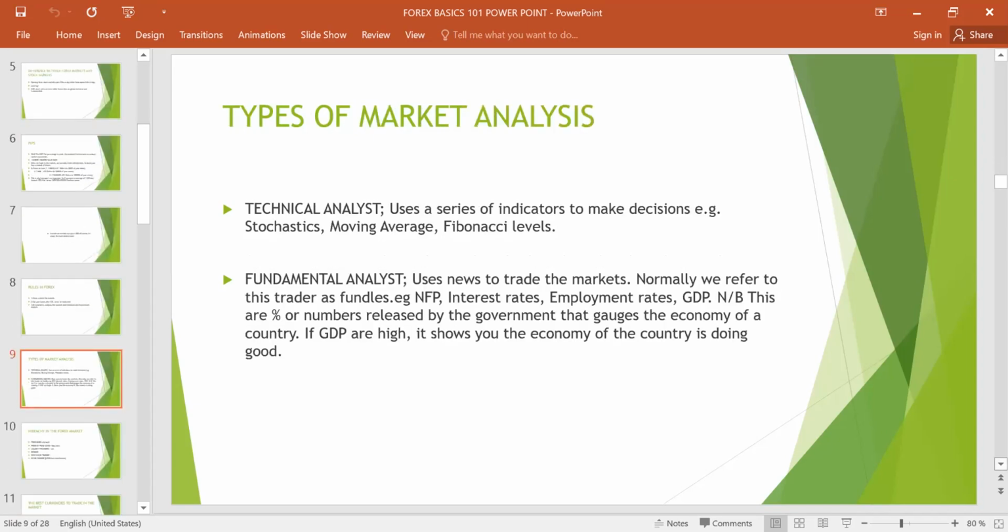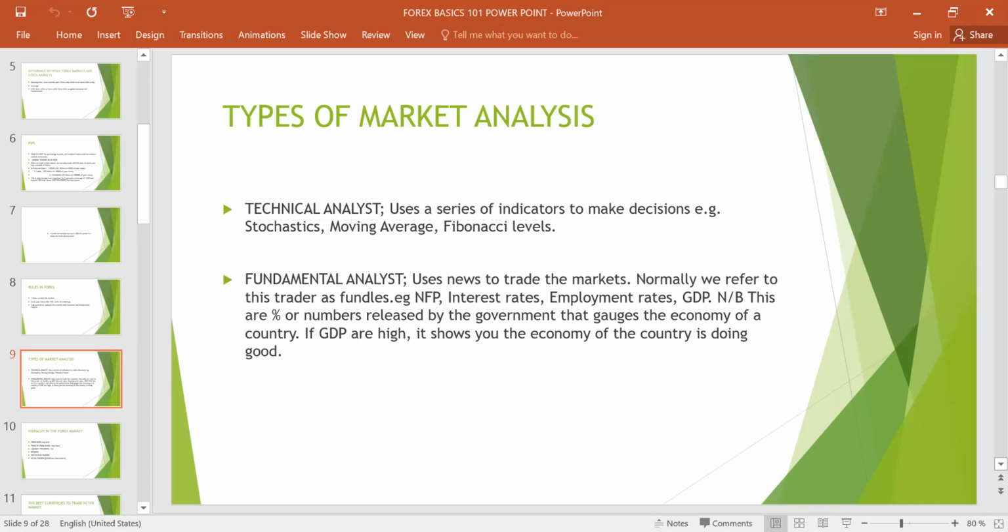So the types of market analysis: we have the technical analyst. The technical analyst is the type of analyst who uses a series of indicators to make decisions, e.g. stochastics, moving average, Fibonacci levels. We have a lot of indicators, almost 300 plus indicators in the markets, which are offered by brokers. So we'll look at that also in the next class.